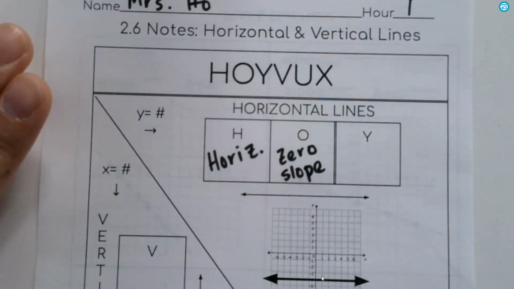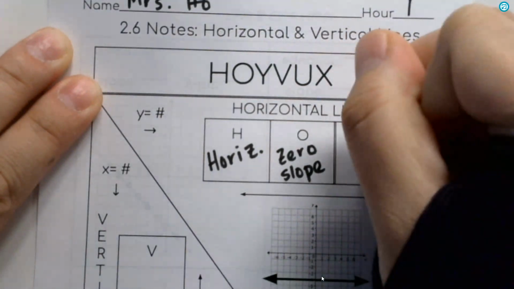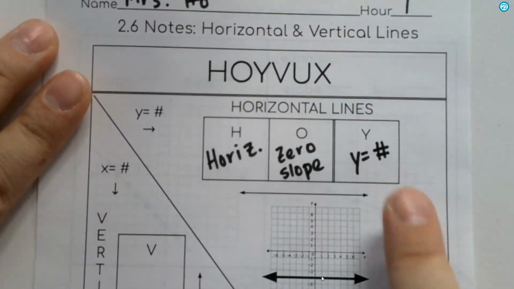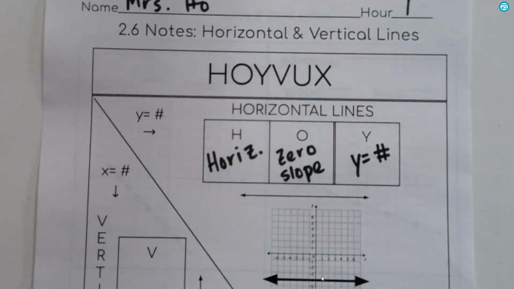And their equations are y equals just a number. So I'm going to put y equals, and that hashtag is a number sign. Before hashtags were hashtags, they were number signs. So horizontal lines have a zero slope, and their equations are just y equals a number.